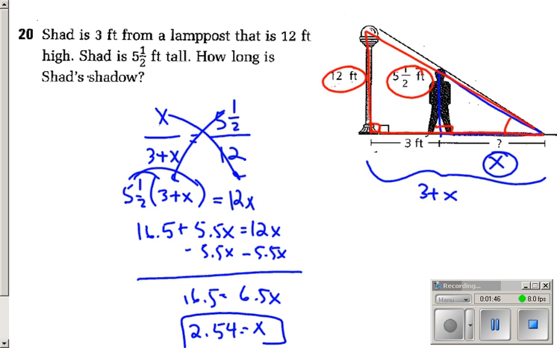So if you were wondering about this question, you're like, I got a really weird answer. Yeah, your answer should be weird. It's 2.54. And again, it's in feet. So that's the length of Shad's shadow. Again, it tells you a bunch of information, gives you a picture, but basically it's just two similar triangles in that picture. So that was number 20 from 8.4.